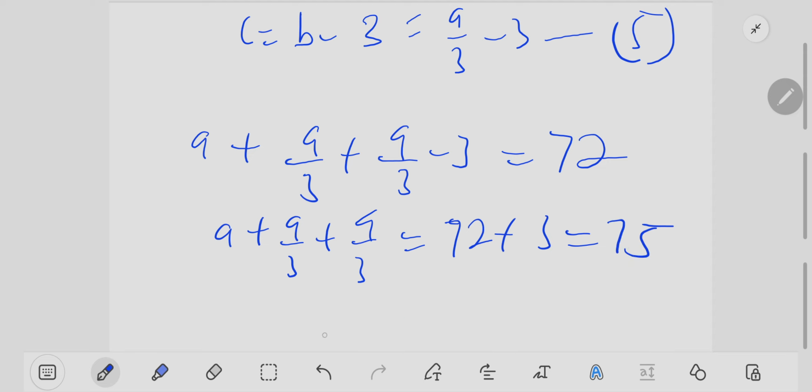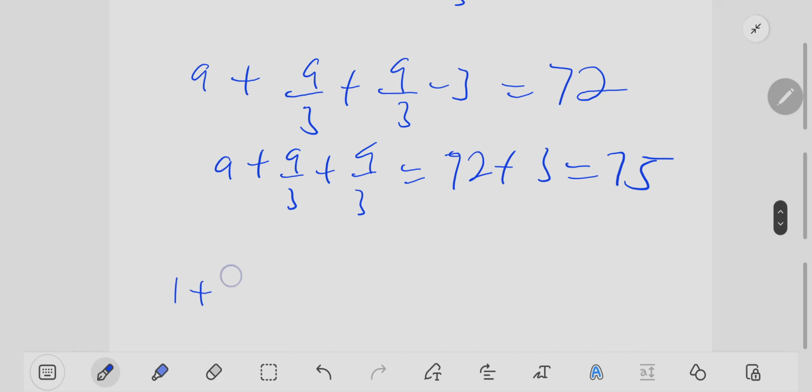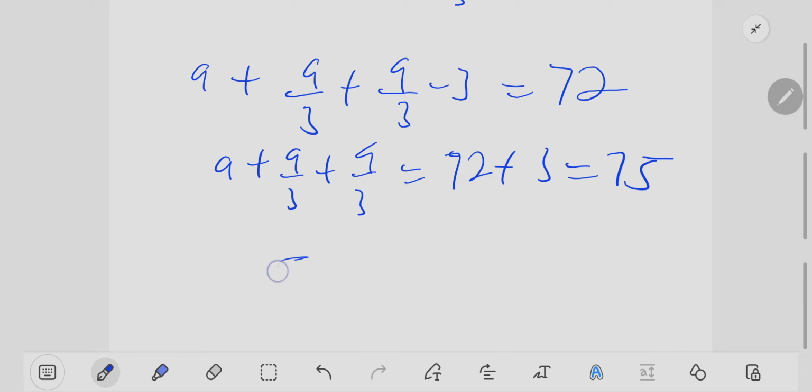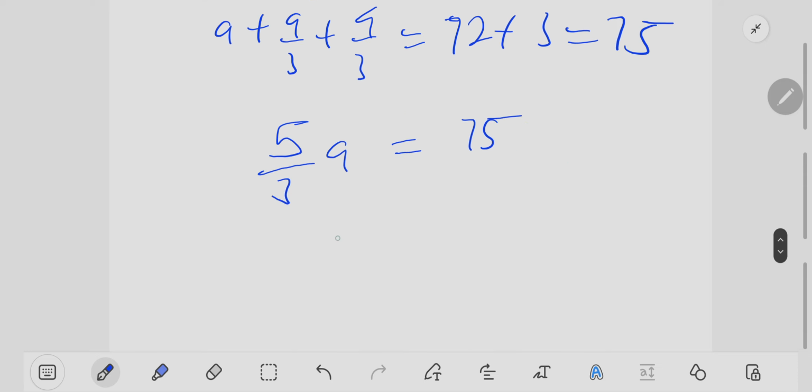You simplify, this is just an expression with fractions. It's just like when you have 1 plus 1 on 3 plus 1 on 3. 1 on 3 plus 1 on 3 is 2 on 3. 2 on 3 plus 1 is going to give us 5 on 3. So the expression at the left hand side is going to be 5 on 3 A equals 75. We want to find A, so we can do that by simply multiplying both sides by 3 on 5.